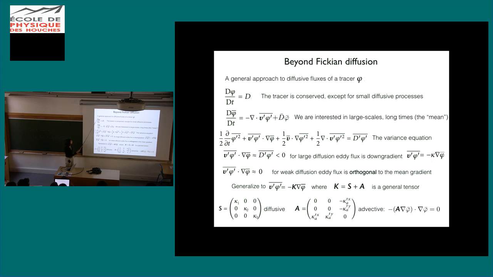So here you have your general equation of conservation of a tracer, which for a tracer phi is conserved except for diffusive processes, which in the ocean, once you're below the mixed layer, are very small. Maybe they become large at the bottom again, but Raf will talk about that. Now, if we're interested in large scales and long times, which I'll call the mean, then of course you have the divergence of these eddy fluxes. And you can try and see how these eddy fluxes behave by looking at the variance equation.